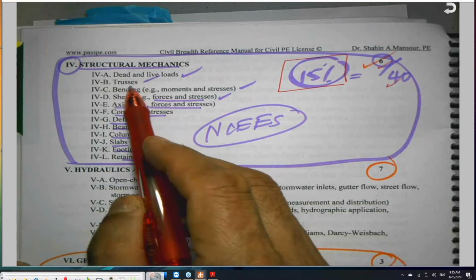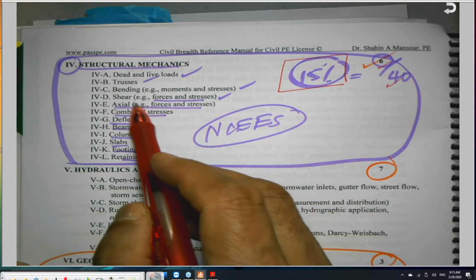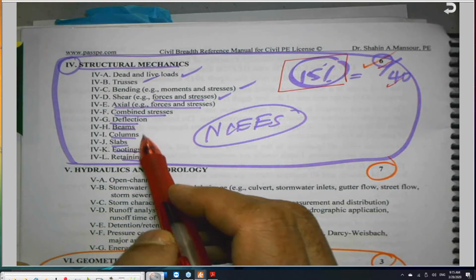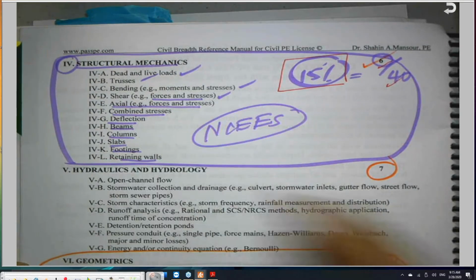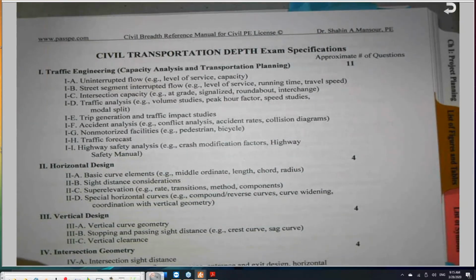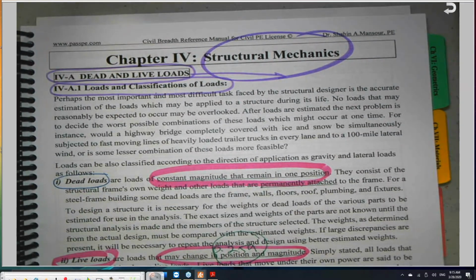Dead and live loads, trusses, bending, moments and stresses, shear, axial, combined stresses, deflection, beams, columns, slabs, footings, and retaining walls. Those are the topics, and this is exactly what I did in my book. The chapter goes in exactly the same order. This is chapter 4 of my book. It's a very healthy chapter. It does have a lot of discussion, and we already covered that during the class.